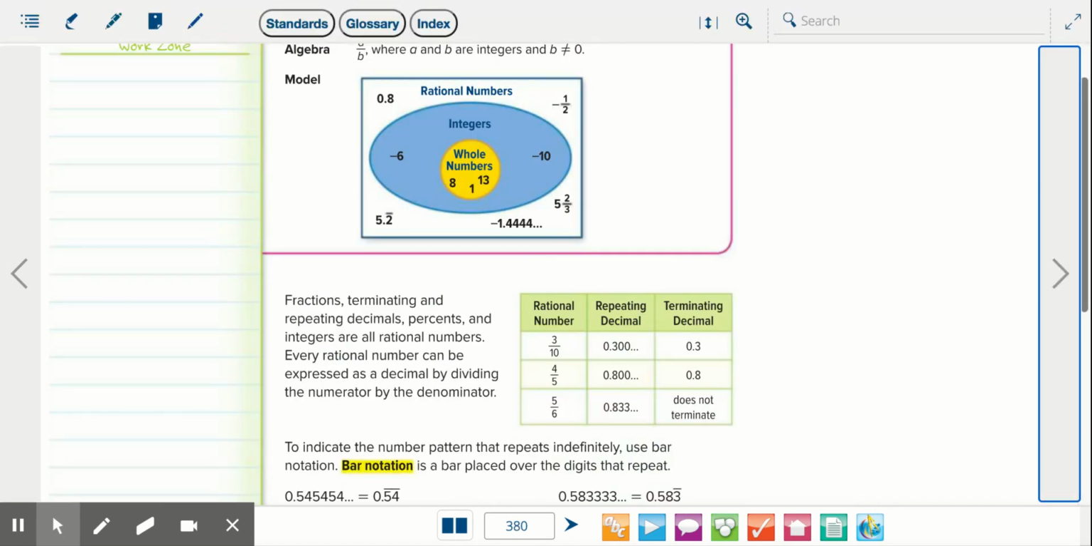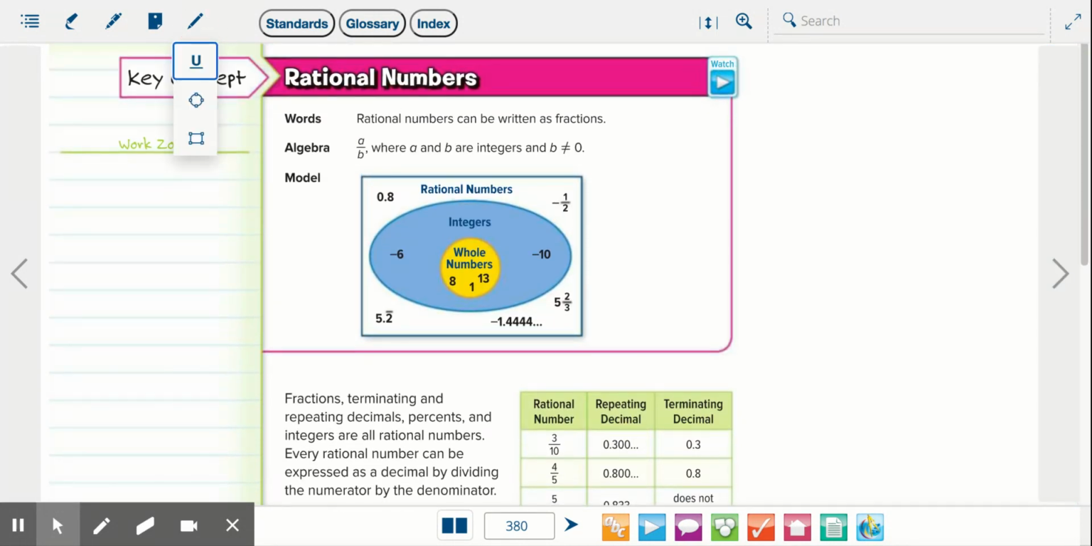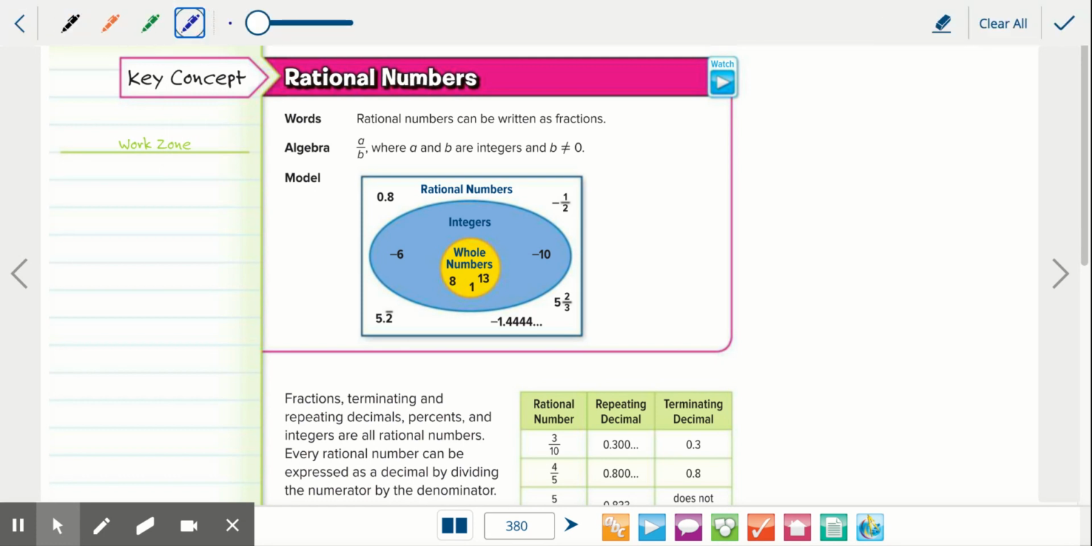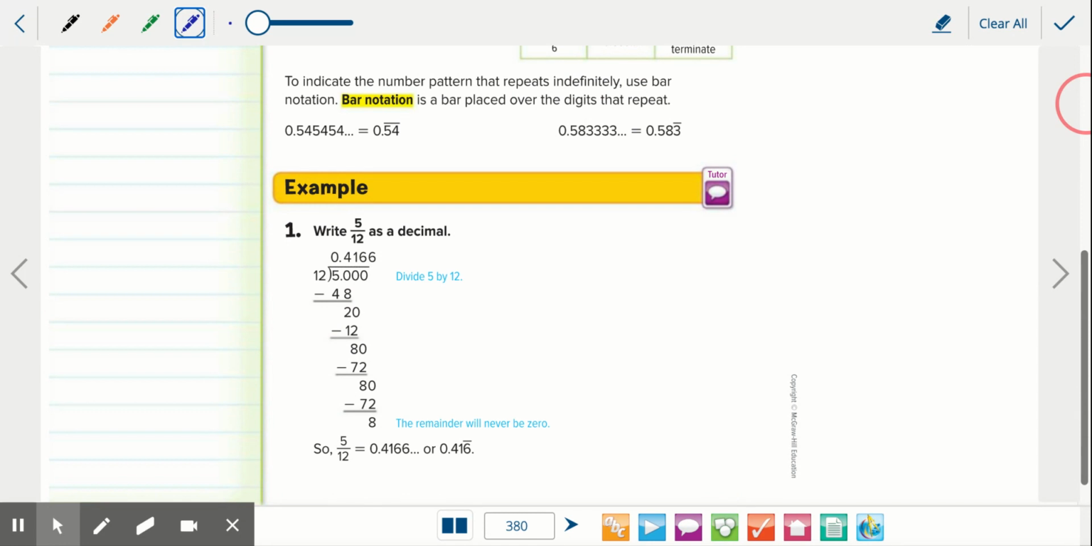Some vocabulary terms that you need to know: a rational number is any number that can be written as a fraction. And so when I'm looking at my numbers, in order to determine if it's rational, I determine if it can be written as a fraction. All fractions are rational numbers, repeating decimals are rational numbers, and terminating decimals are rational numbers. All three of those things are considered to be rational numbers. Rational numbers can be positive or negative. The only ones that are irrational are those that do not repeat and go on forever. An example would be like pi.